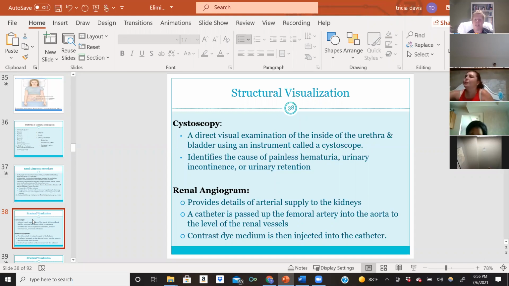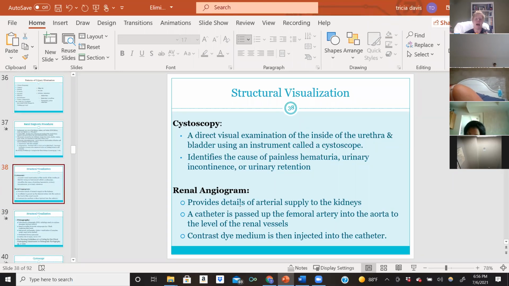This requires a contrast dye medium to be injected in the catheter, which will show up on the x-ray as signs of problems. So with these patients, we want to definitely make sure when they get back that we are monitoring these patients for bleeding because they're going through that femoral artery. So they should have a pressure dressing there. They usually have to lie flat the whole time. Each facility is different. It's usually 2 hours. They have to lie flat.